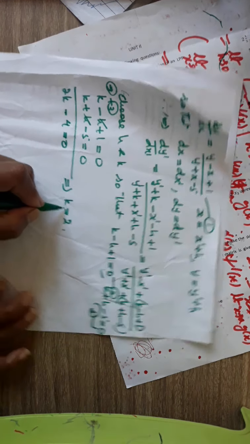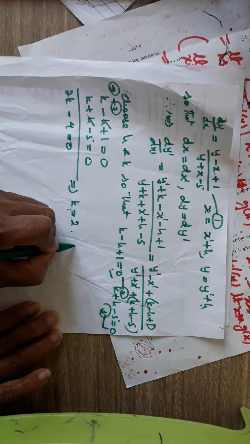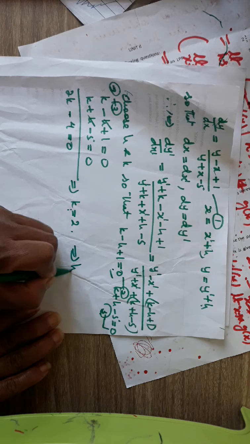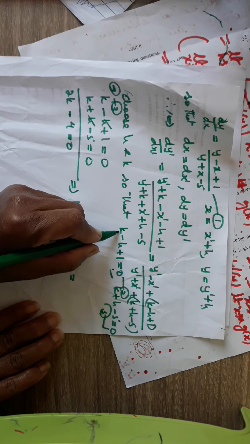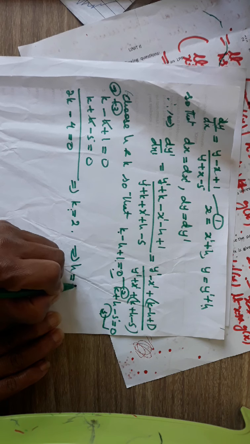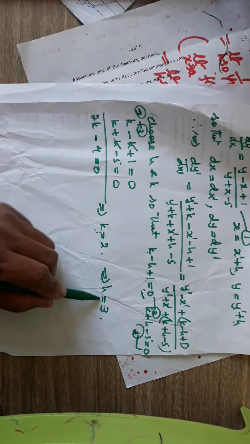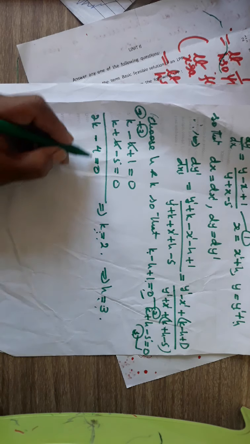Once you obtain the value of k equal to 2, substitute it in either 2 or 3. So h will become, if you have 2 here, 2 plus 1, that is 3. So you have minus h is equal to minus 3, or h is equal to 3. Thus we obtain the values of the constants, 2 and 3.